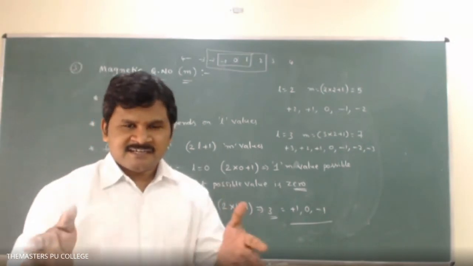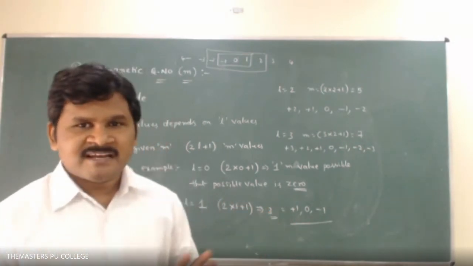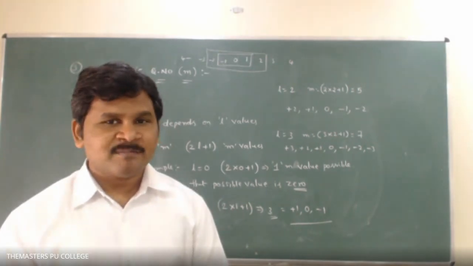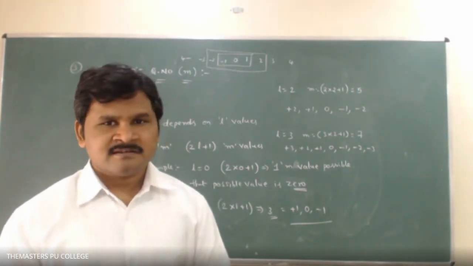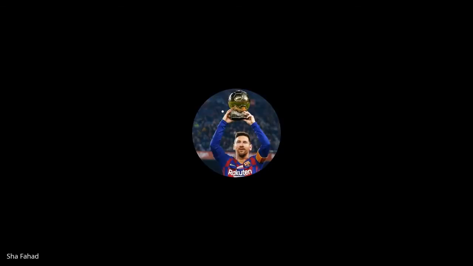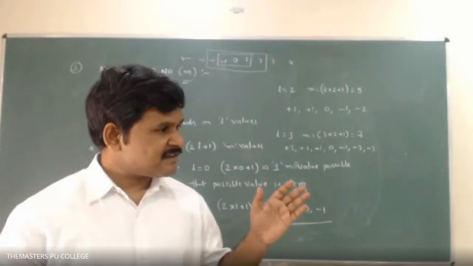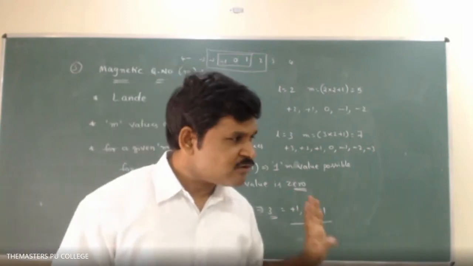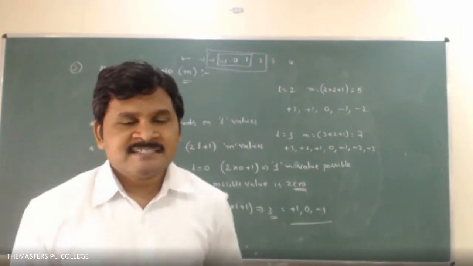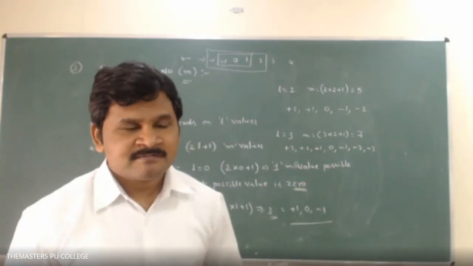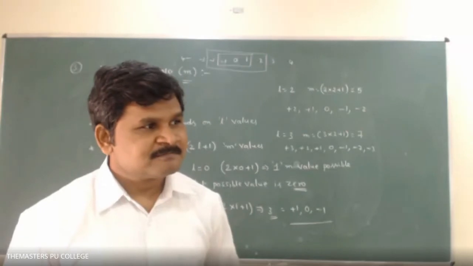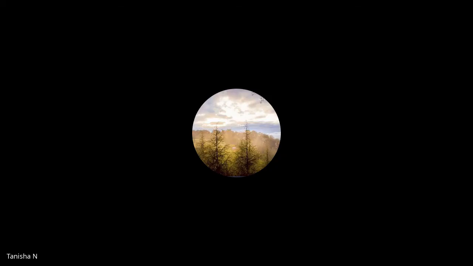So, one more general question I am asking. If L is equal to 5, what are the possible M values? Minus 5 to plus 5, plus 5 to minus 5, all possible values. Like that you have to say. If L is equal to 0, what is the M value? Compulsory 0. Okay.